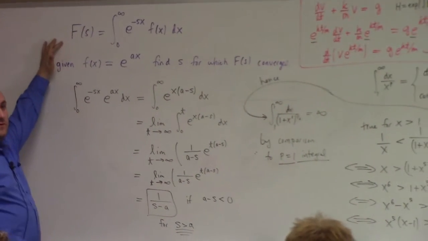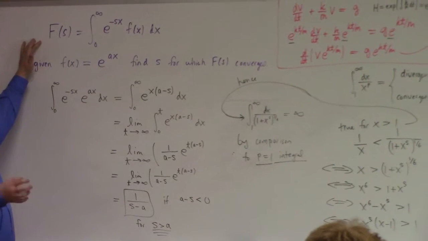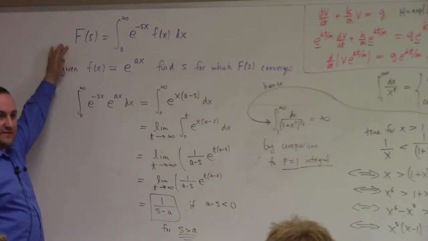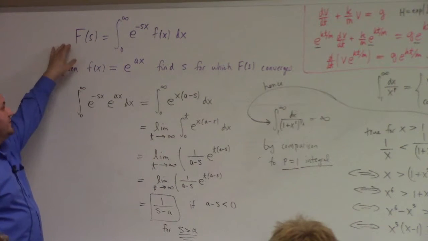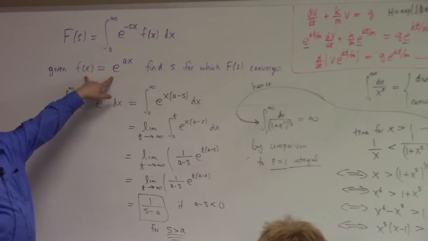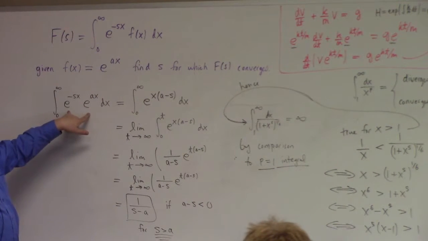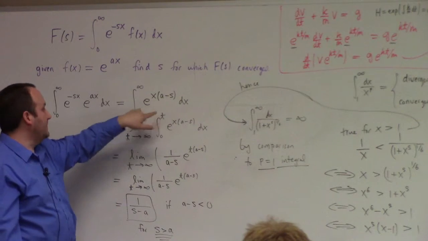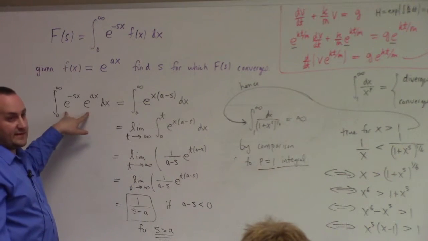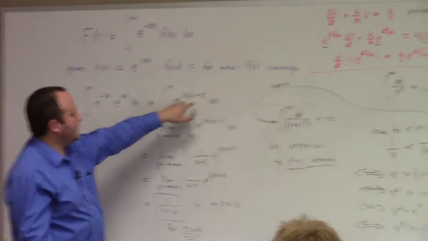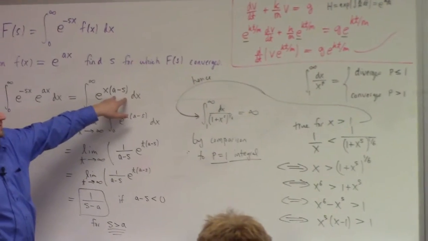This was the Laplace transform problem, right? So you're supposed to find the domain of s for which this integral converges, for given different choices of f of x. In particular, the problem we looked at was f of x equal to e to the ax, right? So you feed e to the ax into the Laplace transform, that amounts to calculating this improper integral of the product of e to the minus sx times e to the ax. But by properties of the exponential, that's e to the x times a minus s, right?